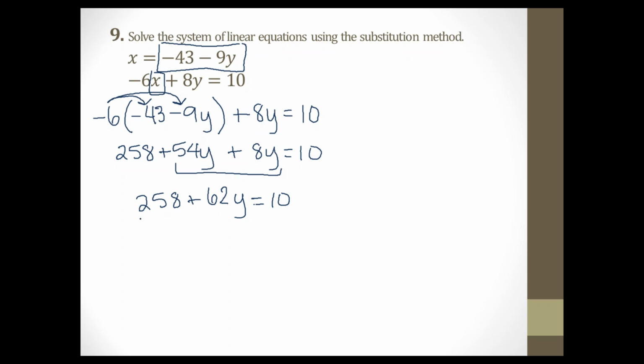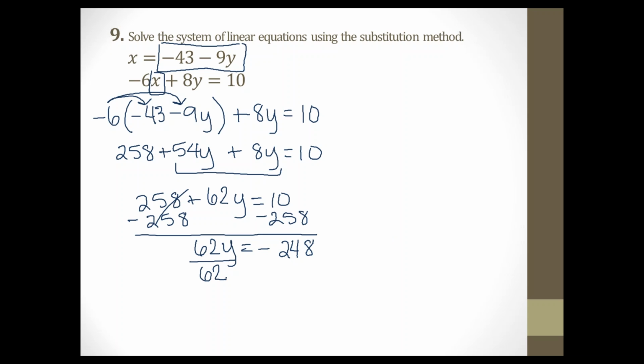So now I'm solving for y, so I'm going to subtract both sides by 258. So I'm going to have 62y equals negative 248. And then to solve for y, I'm going to divide both sides by 62. So y equals negative 4. So that's half of my solution.